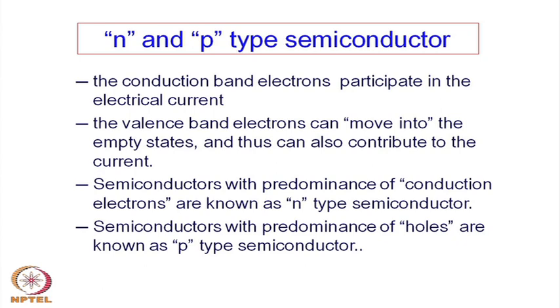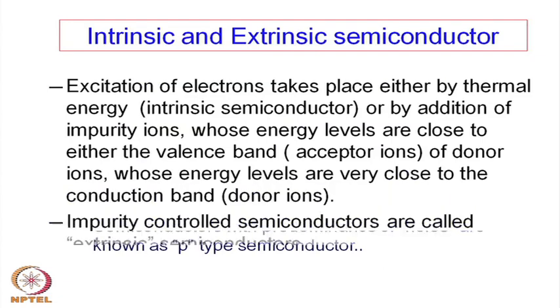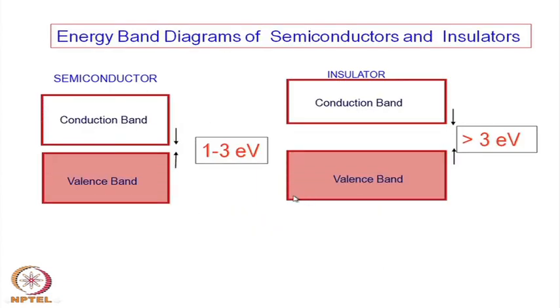The conduction band electrons participate in the electric current. The valency band electrons can move into the empty states and thus can also contribute to the current, that we have already discussed. The semiconductors with predominance of conduction electrons are known as n type semiconductors, whereas the semiconductors with predominance of holes are known as p type semiconductors. This is what we have already explained.